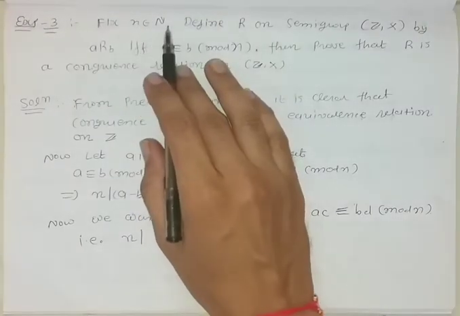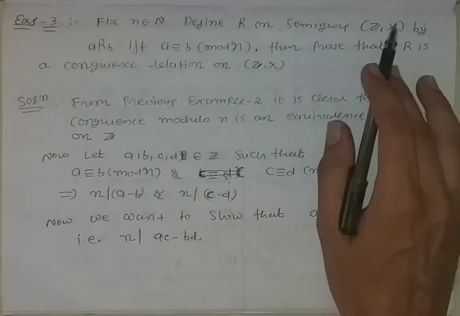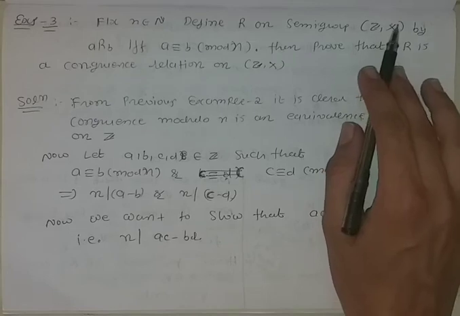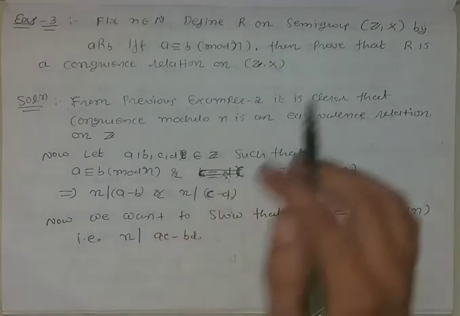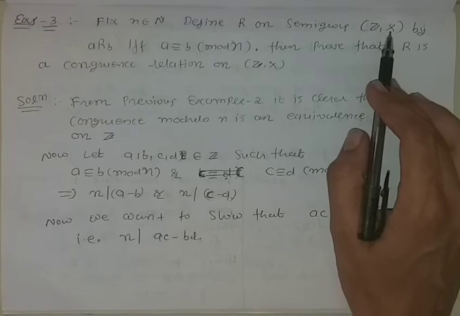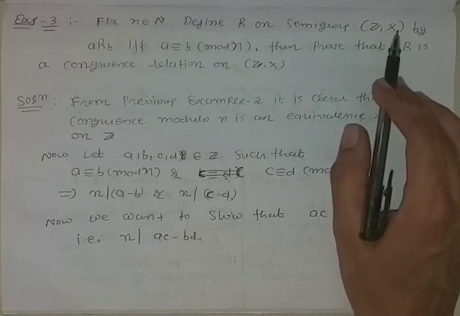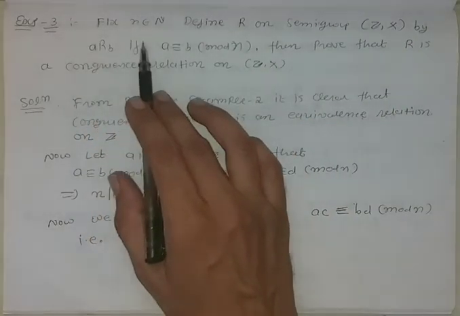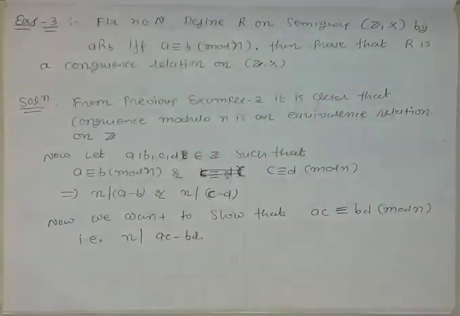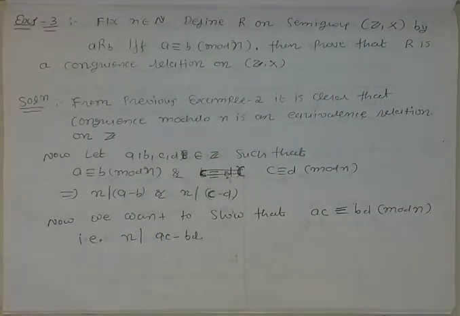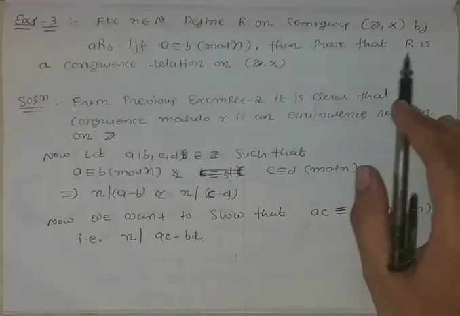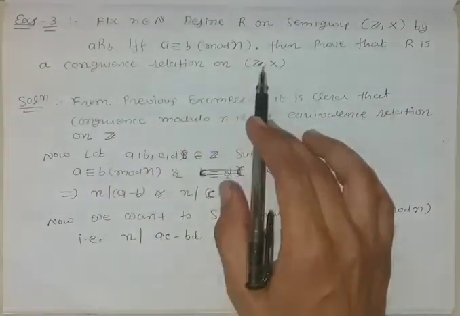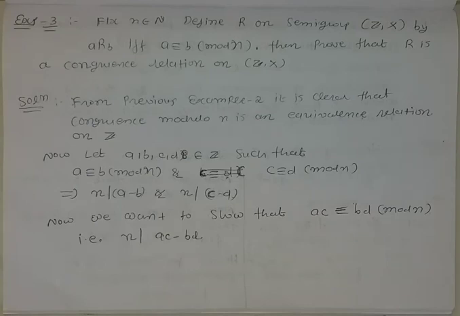Fix n belongs to N, define relation R on semigroup Z multiplication. मैंने क्या बताया था, हमने बाइनरी ऑपरेशन चेंज किया है. एग्जाम्पल नंबर 2 में बाइनरी ऑपरेशन एडिशन था, इधर हमने क्या किया है, मल्टीप्लिकेशन. Relation is defined as a is related with b if and only if a is congruent to b modulo n. रिलेशन सेम है लेकिन बाइनरी ऑपरेशन चेंज हो गया. Then prove that R is a congruence relation on Z multiplication. Okay, semigroup is Z with multiplication.